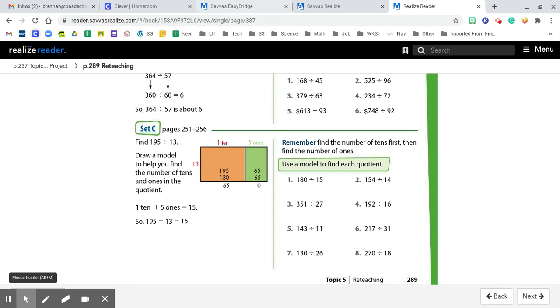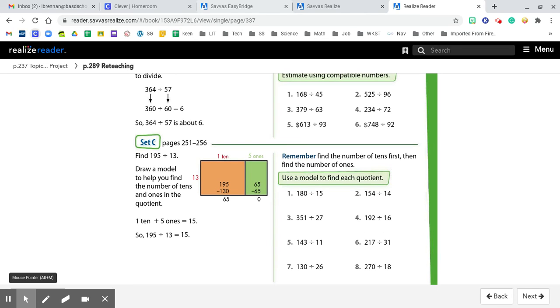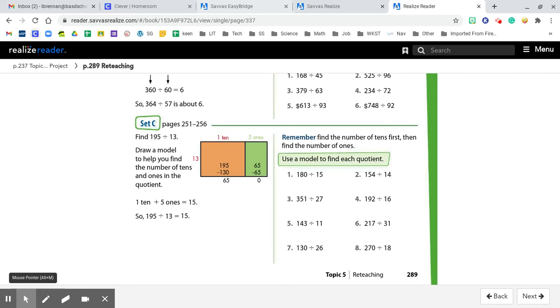Set C. Draw a model to help you find the numbers of tens and ones in the quotient. And remember, this model is using partial quotients. You can draw the box, or you can, like we have in number 1, we have 100. Number 1, we have 180 divided by 15.